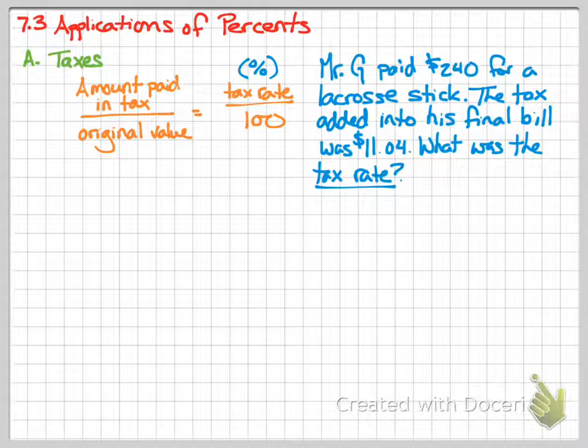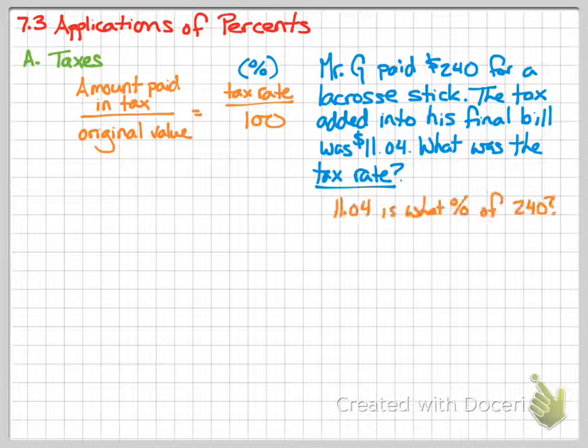So, in a word problem that looks like this, Mr. G paid $240 for a lacrosse stick. The tax added to his final bill was $11.04. What was the tax rate? Well, really then what we're asking is 11.04 is what percent of 240? Because 240 is the original value before we put taxes in. And $11.04 is the tax value.